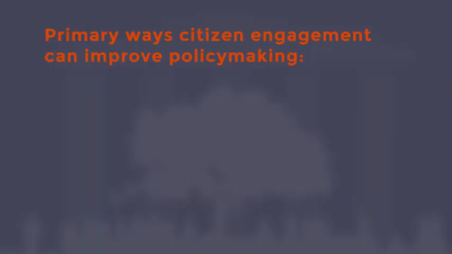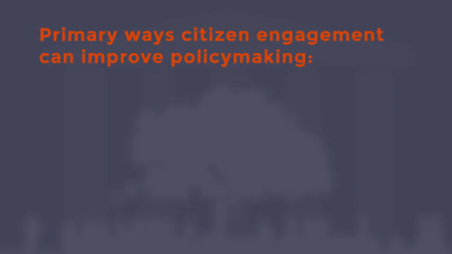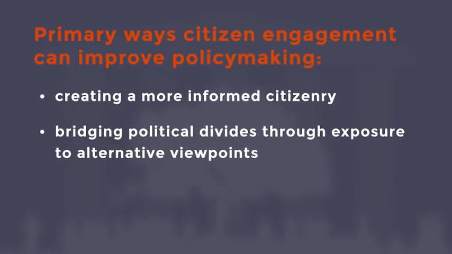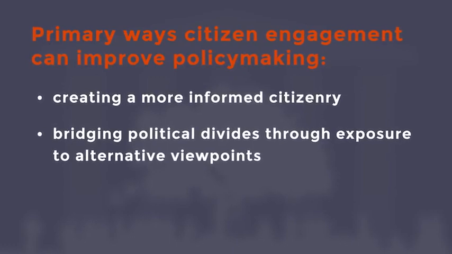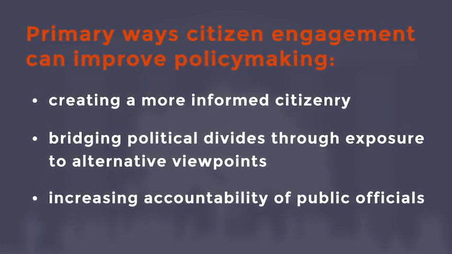The talk concluded by reviewing the primary ways in which citizen engagement can improve policymaking, namely by creating a more informed citizenry, bridging political divides through exposure to alternative viewpoints, and increasing the accountability of public officials.